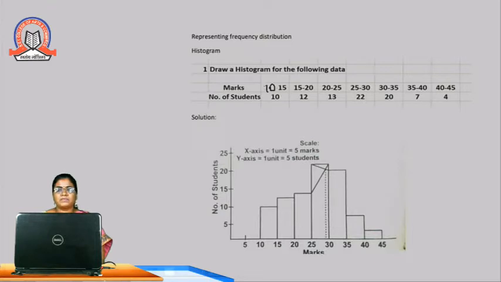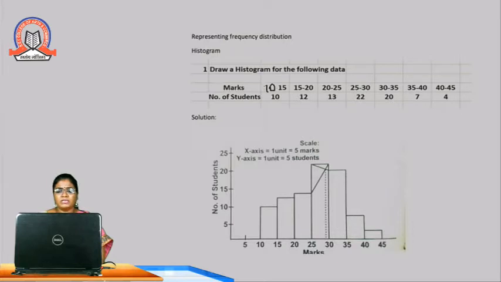One of the representations of the data in graphical form is the histogram, in which we can find the mode. Here the data given are the marks and the number of students. This is grouped data. 10 to 15, the number of students is 10; 15 to 20, 12; 20 to 25, 13; 25 to 30, 22; 30 to 35, 20; 35 to 40, 7; 40 to 45, 4.